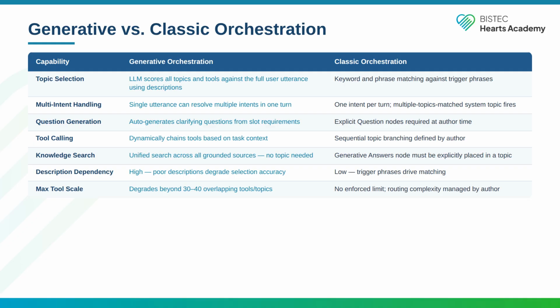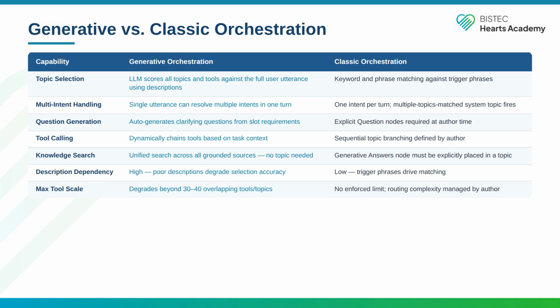Knowledge search. Generative mode performs unified search across all grounded sources with no topic needed. Classic mode requires an explicit generative answers node placed inside a topic. Powerful, but your knowledge governance must be airtight before you go live. Description dependency. This is the most important row for administration. High dependency in generative mode, low in classic. The LLM is only as good as what it can read in your descriptions.